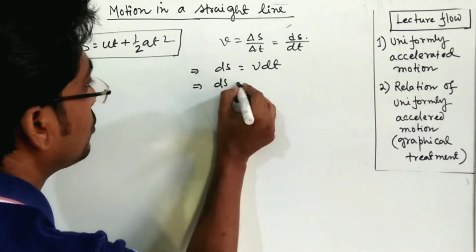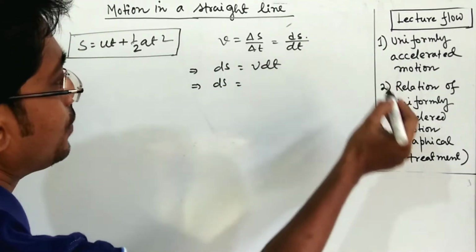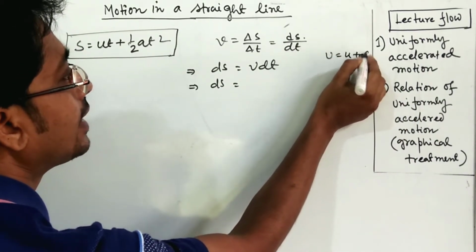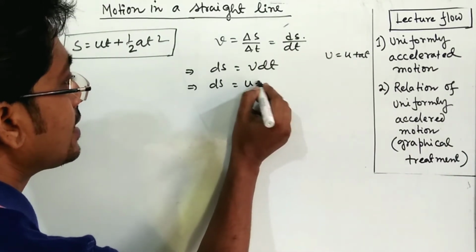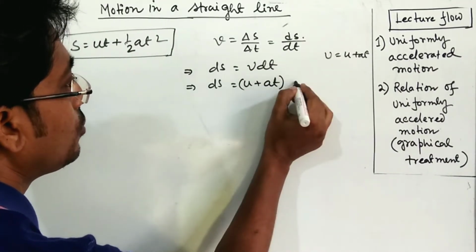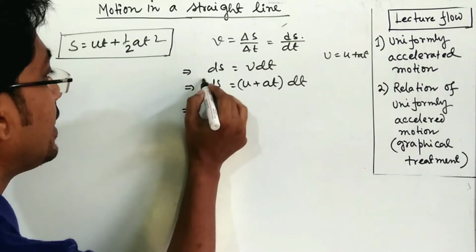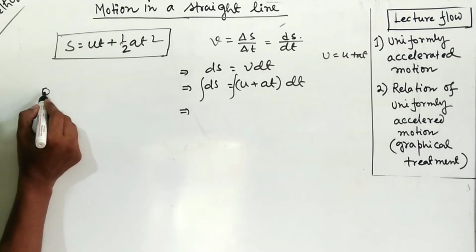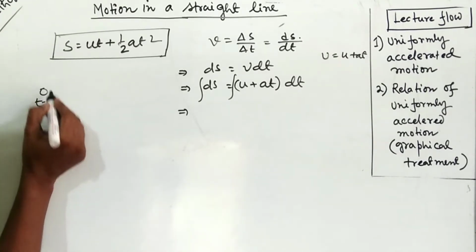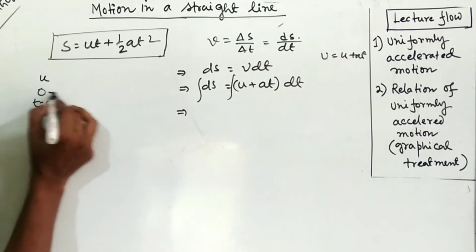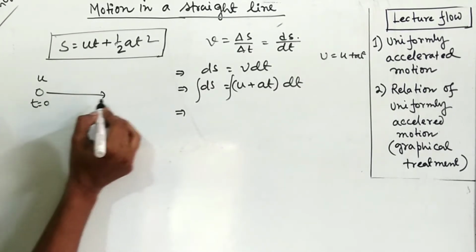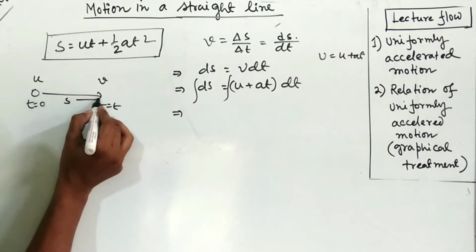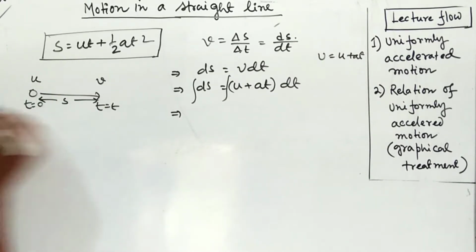So ds is equal to, in the place of v we can write, a few minutes ago I deduced v is equal to u plus at. Okay, so (u plus at) into dt. Now integrate both sides, and the same things are here. The body was at initial time t is equal to 0, the velocity is u. After time t, that is t is equal to t, the velocity changes to v, and at that time its displacement was s.